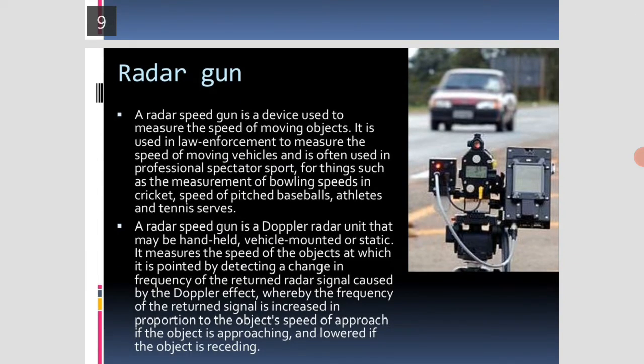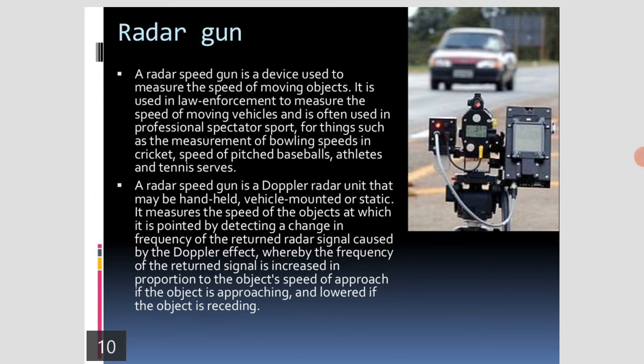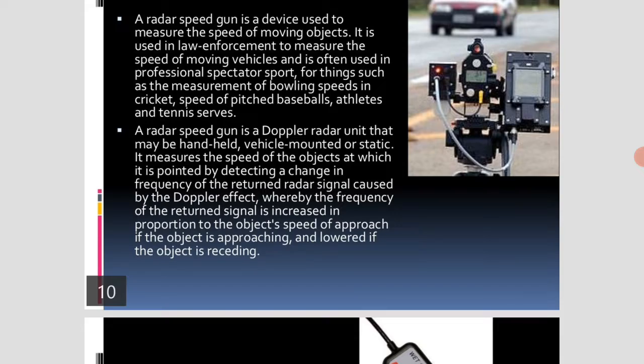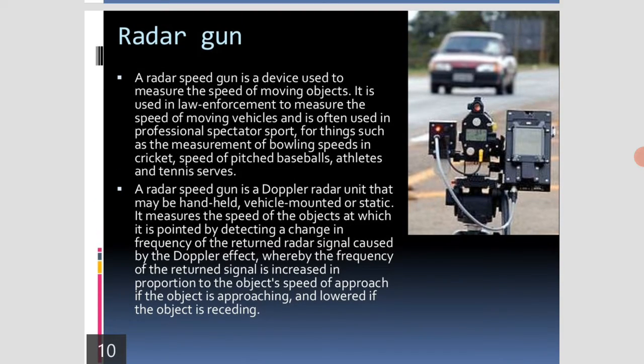Radar gun. A radar speed gun is a device used to measure the speed of moving objects. It is used in law enforcement to measure the speed of moving vehicles and is often used in professional spectator sport for things such as the measurement of bowling speeds in cricket, speed of pitched baseballs, and athletes' tennis serves. A radar speed gun is a Doppler radar unit that may be handheld, vehicle mounted or static.